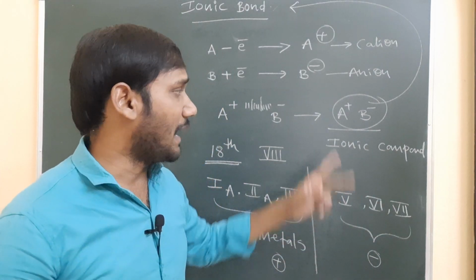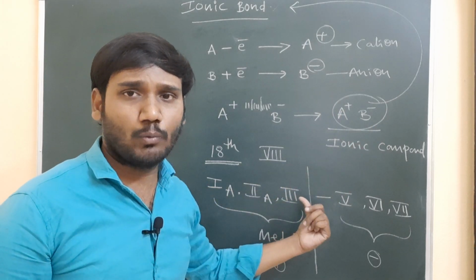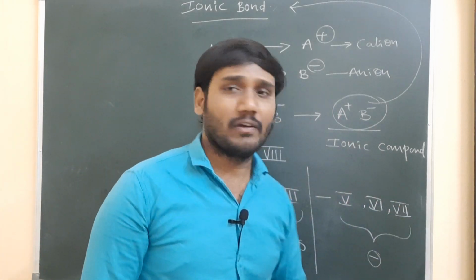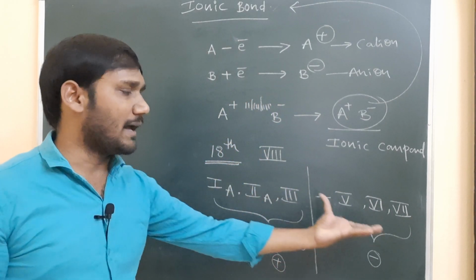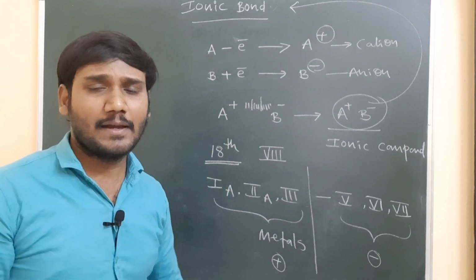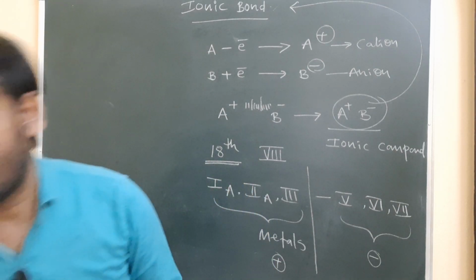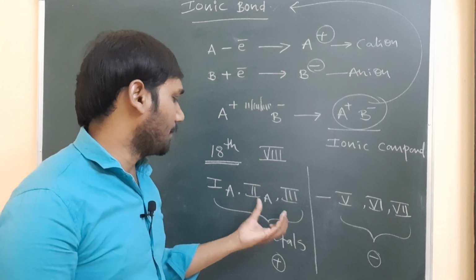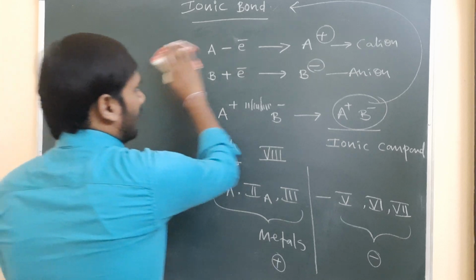It means an ionic bond takes place between the first, second, third group of elements and the fifth, sixth, seventh group of elements. Then why are these group of elements only losing and these group of elements gaining? To get the stable configuration. So let us see how these elements get the stable configuration by losing electrons and by gaining electrons. So let us take one example.